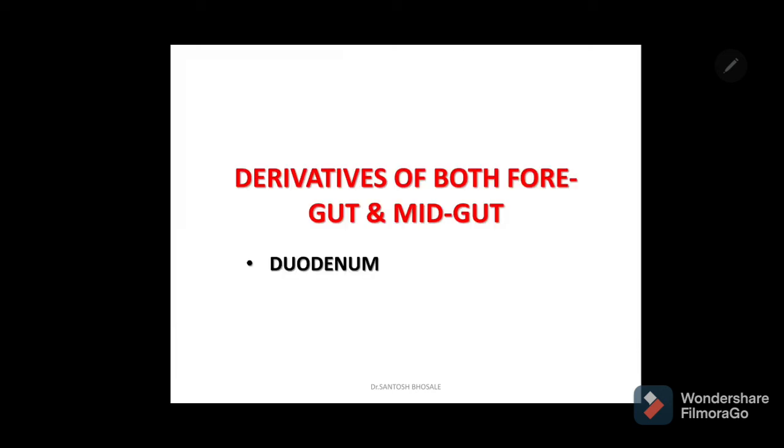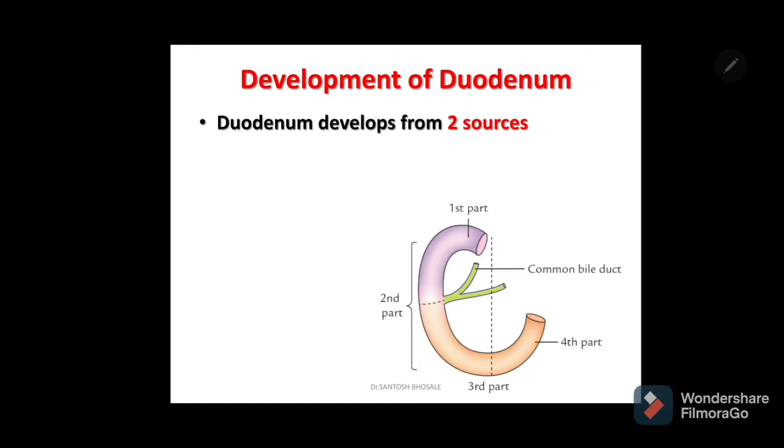And coming to some of the derivatives which have contribution from both the foregut and midgut, like duodenum and also pancreas. Pancreas, some books say it is completely developed from the foregut, but some authors mention the ventral pancreatic bud comes from the junction between the foregut and midgut. Let us see that in detail.